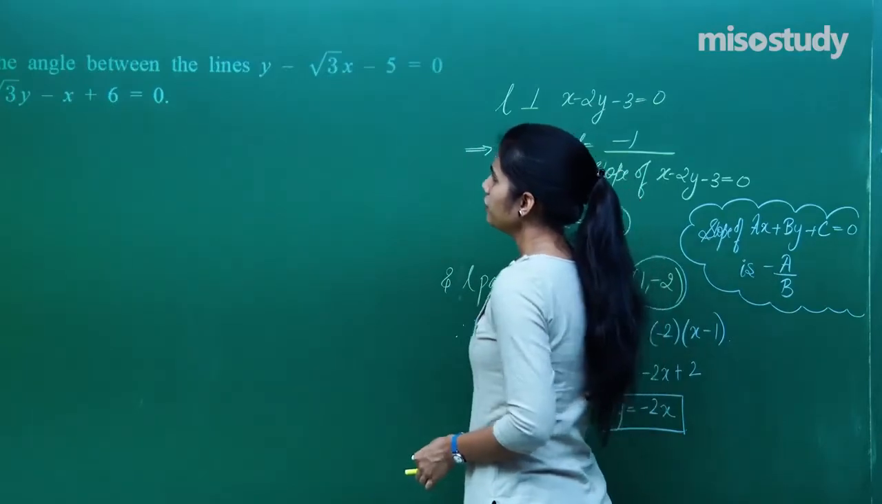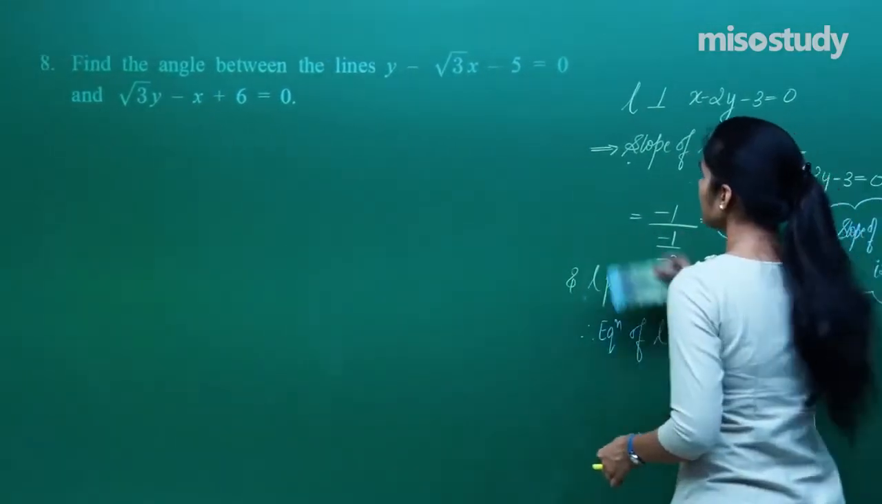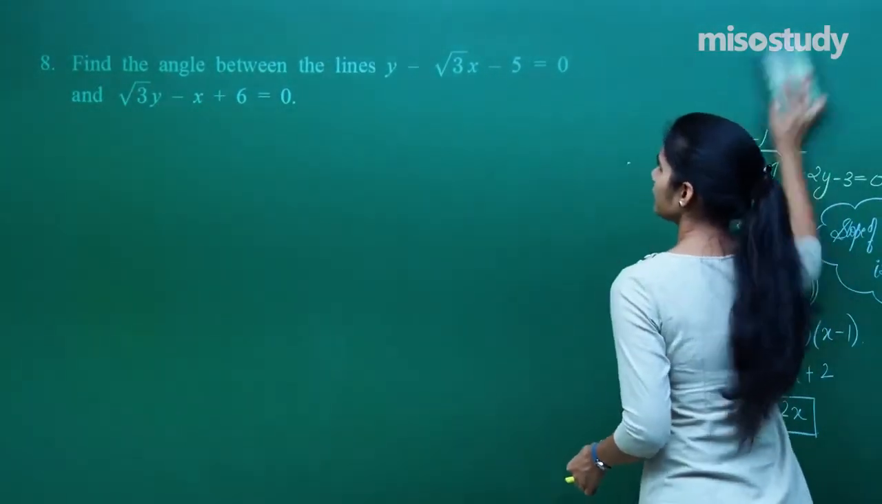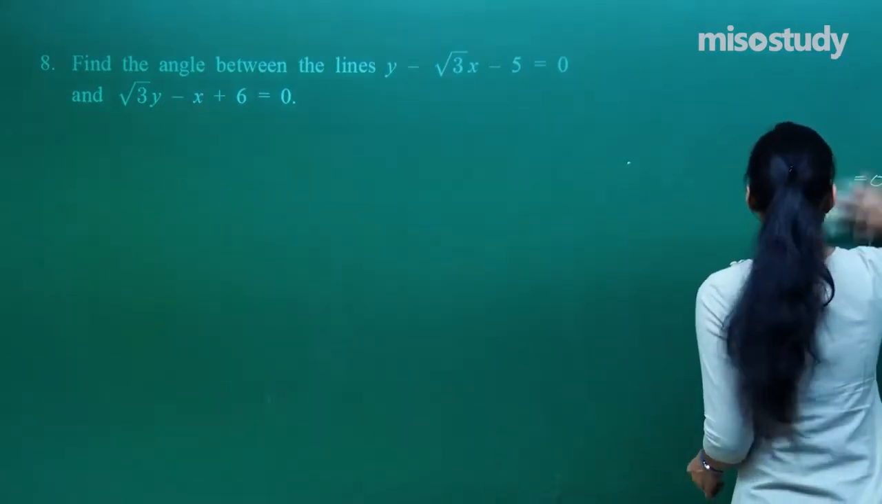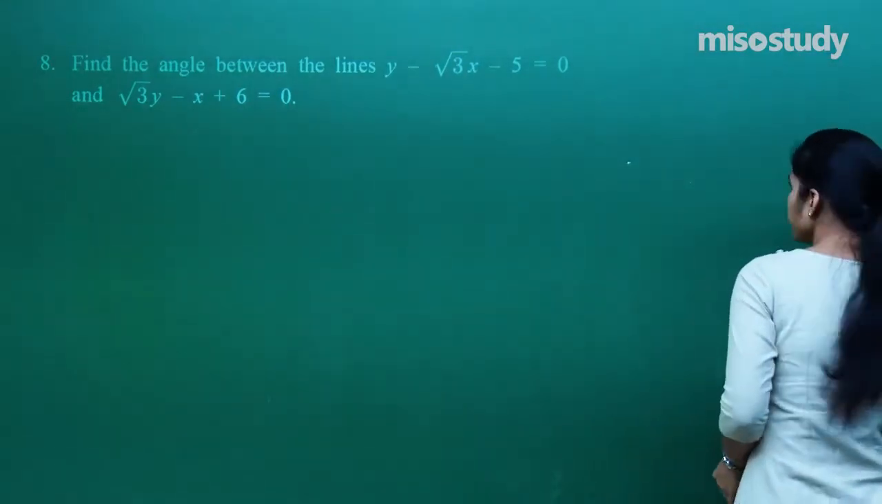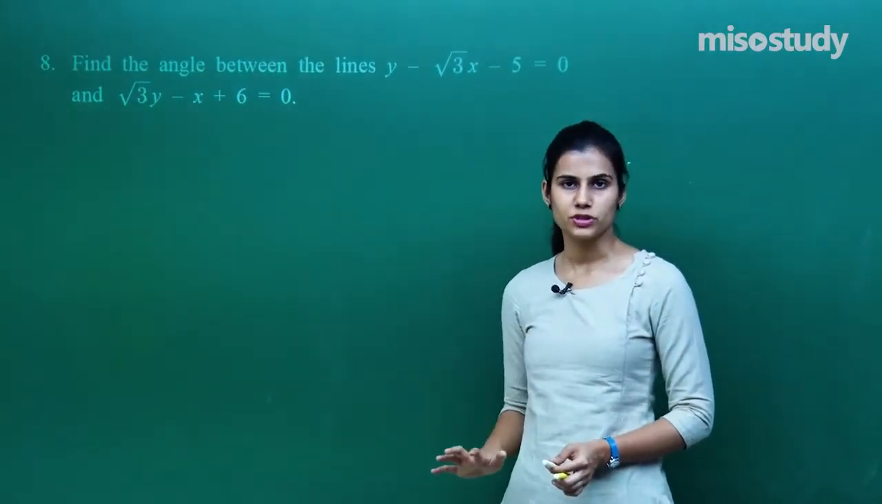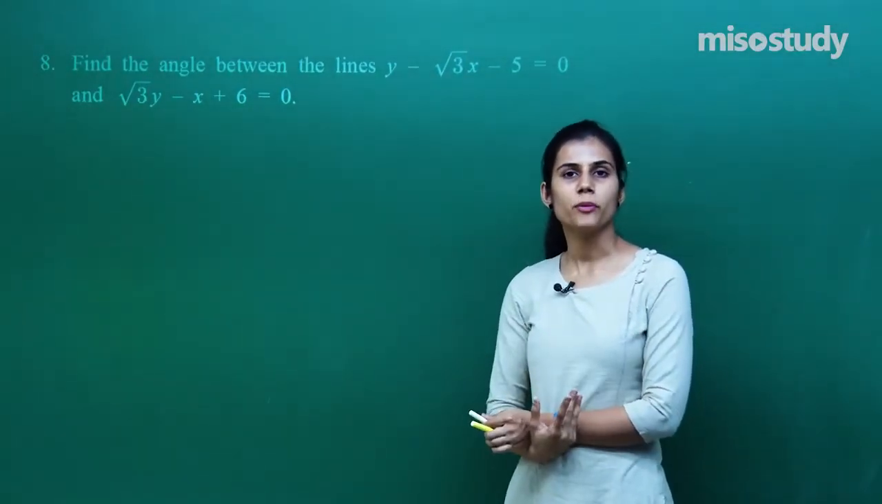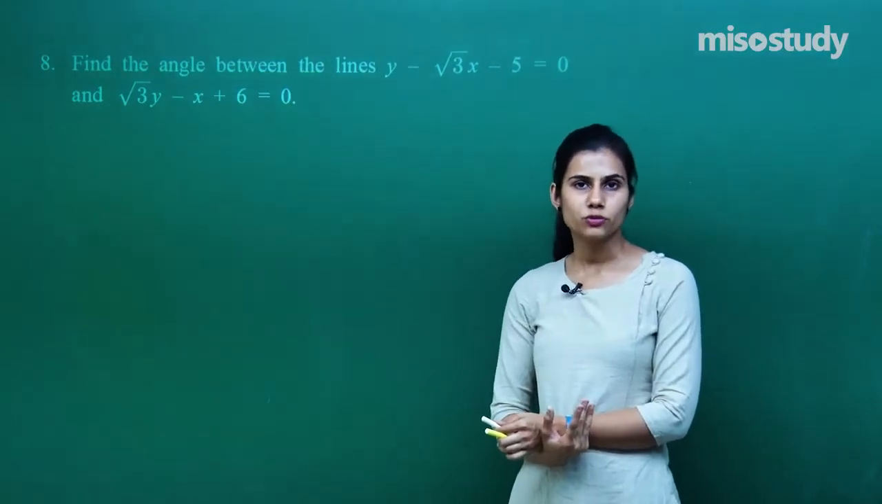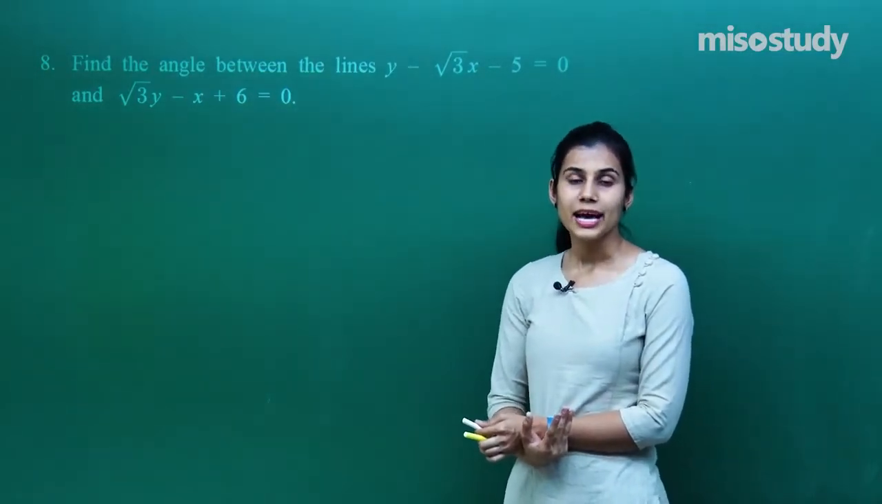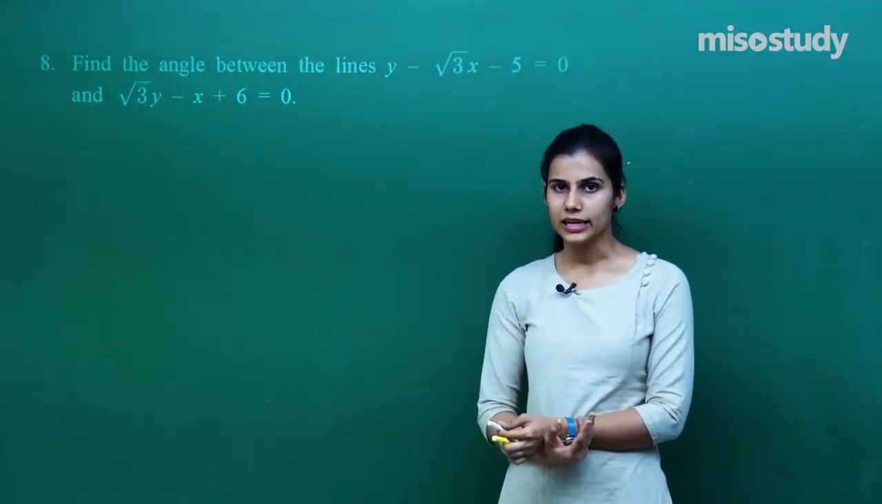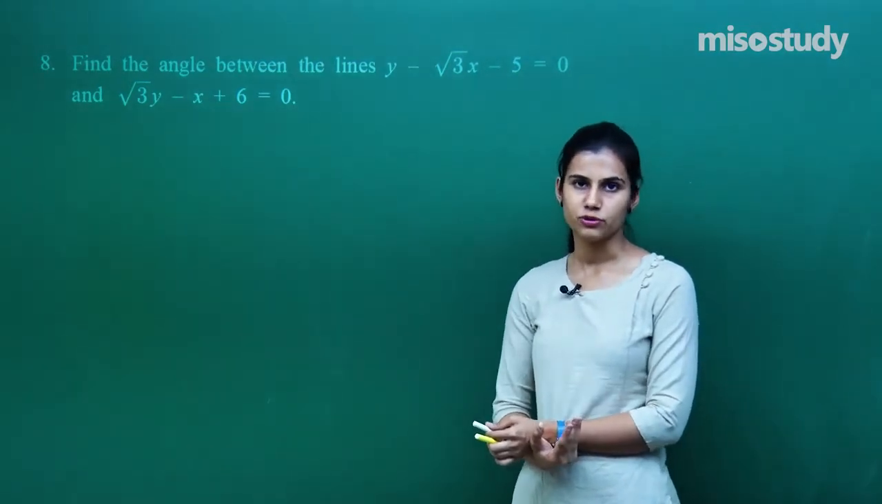Next we have, find the angle between the lines y minus root 3x minus 5 equals 0 and root 3y minus x plus 6 equals 0. In order to compute the angle, we know there are two angles between any two lines. One is acute, one is obtuse. Acute we find with the help of the formula tan theta equals mod of m2 minus m1 upon 1 plus m1 m2, and from 180 we subtract this acute angle and get the obtuse angle between the same two lines.